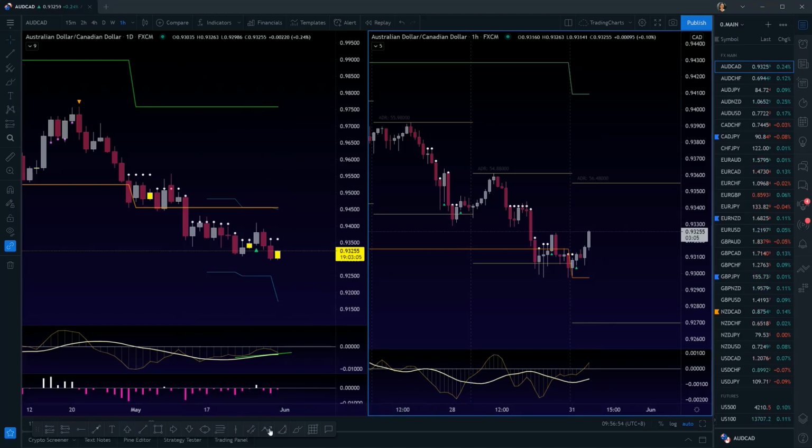So if we get a retest, we could play it up. So let's set the alert here if you're lucky. If not, it's fine.